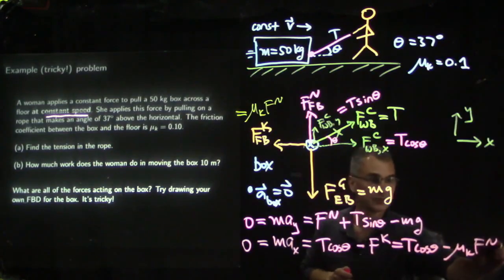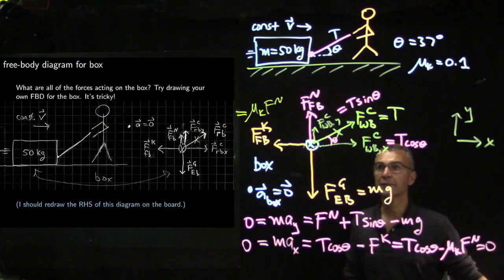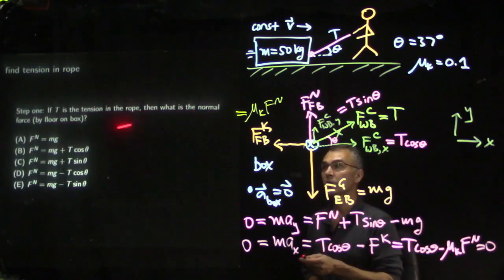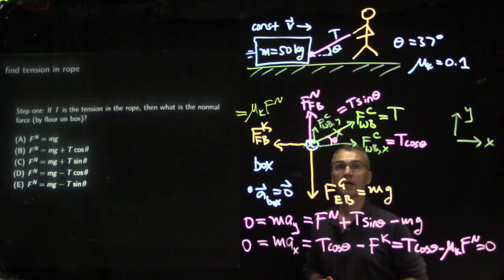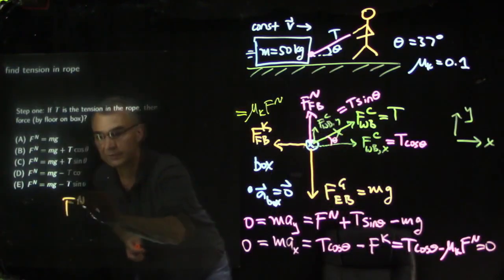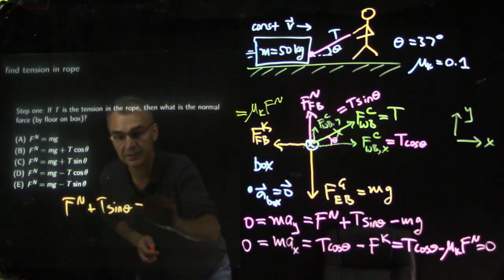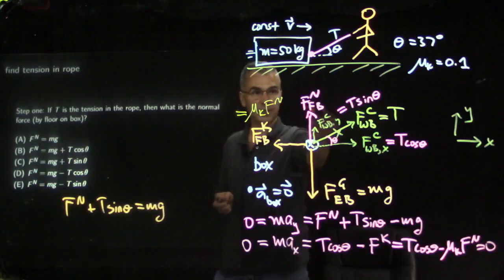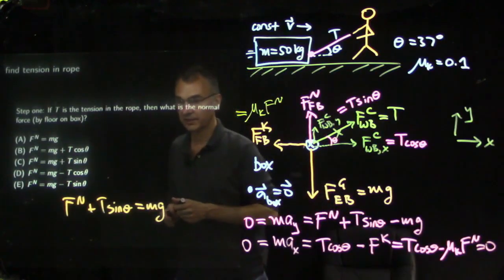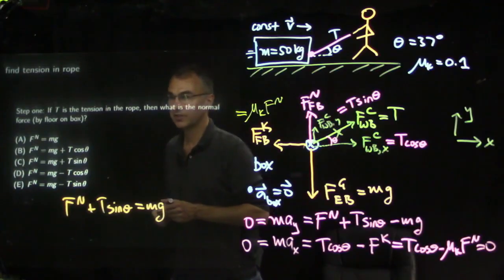Okay, so that equals 0. I think the free body diagram we just drew is the same as the one I drew in the distant past. If T is the tension in the rope, then what is the normal force by the floor on the box? Well, I think the normal force plus T sine theta has to equal mg, because the two up things together have to balance the one down thing. So F normal is mg minus T sine theta.